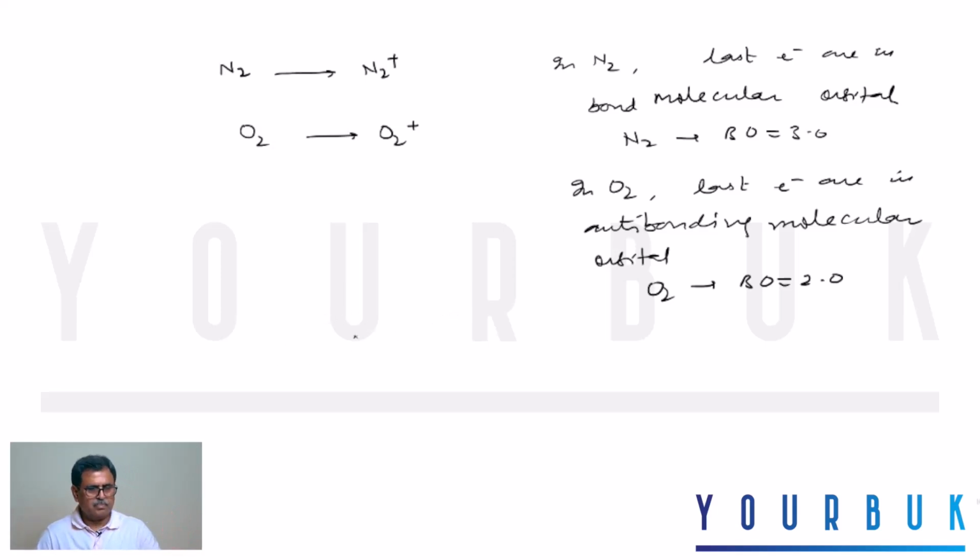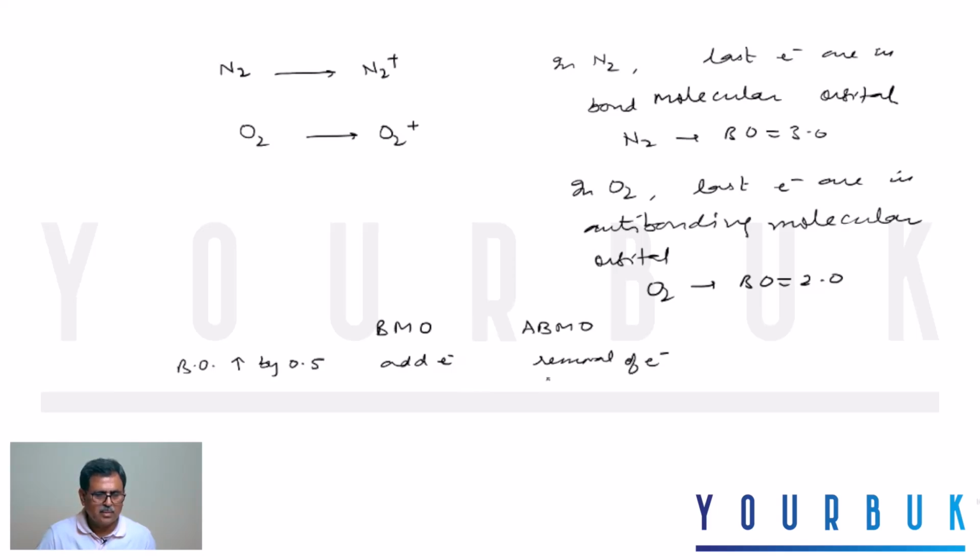So if you remove electron from the anti-bonding, the stability will increase, bond order will also increase. So if you're given bonding molecular orbital, anti-bonding molecular orbital, the bond order increases by 0.5 when you add electron to bonding molecular orbital and remove electron from the anti-bonding. Similarly, the bond order decreases by 0.5 if we remove electron from the bonding and add electron to the anti-bonding.